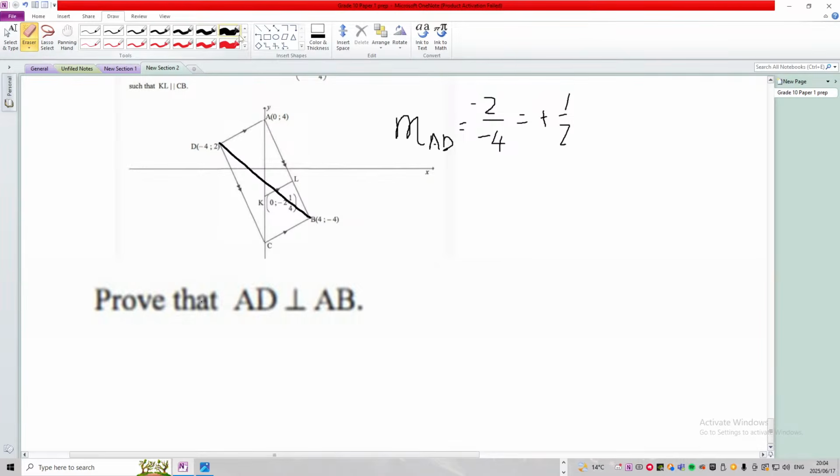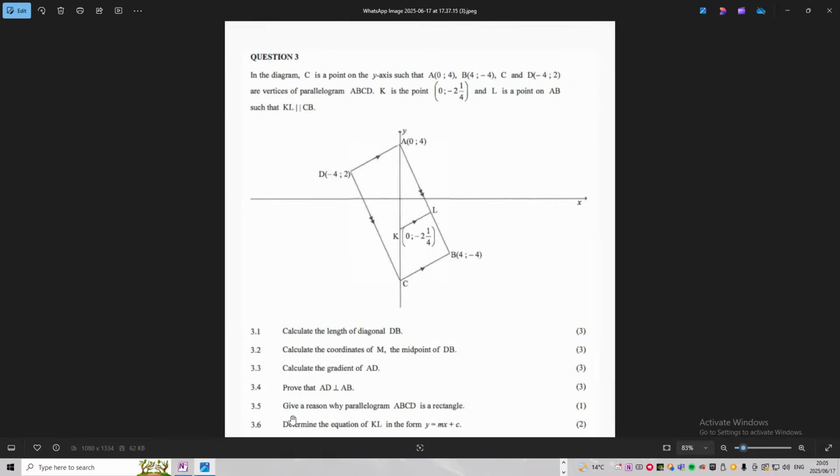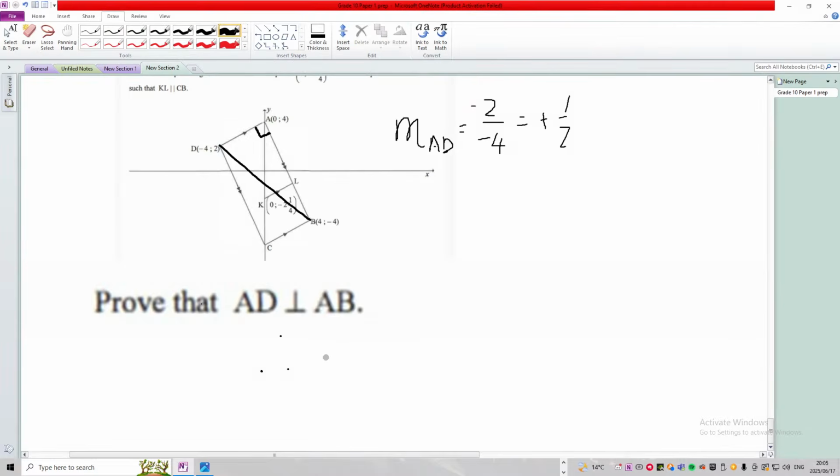One interior angle must be 90 degrees. We found that interior angle to be 90 degrees. How many marks is this? Oh, you see, it's 1 mark. So we found the interior to be 90 degrees, so we can say angle A is 90 degrees. Therefore, you can say ABCD is a rectangle.